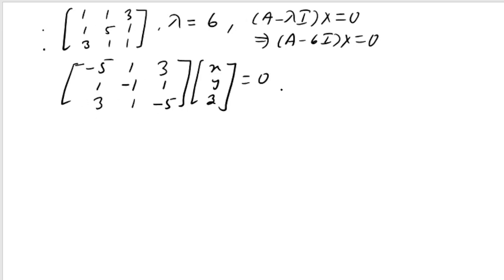So I have to make this 0, this 0. It may look difficult for you, but still we are going to follow the algorithm. So -5, 1, 3, I have to make this 0 and 0. How to do that?